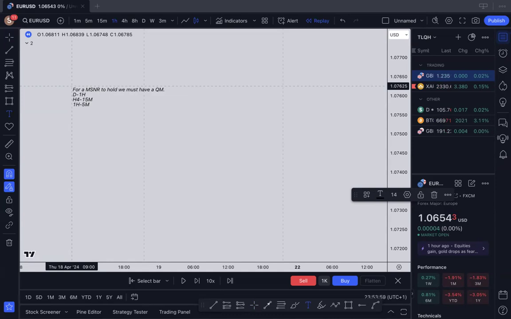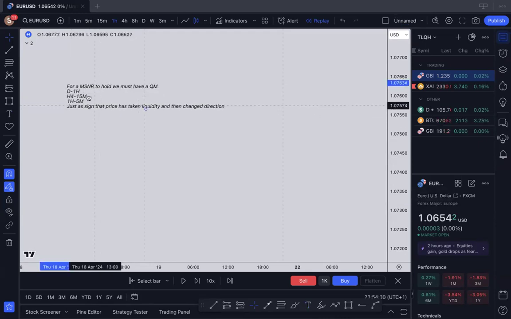What is a QM? Just a sign, sign. No, that's C. Sorry, I am a little bit dyslexic, so you'll have to bear with. Just a sign that price has taken liquidity and then changed direction.